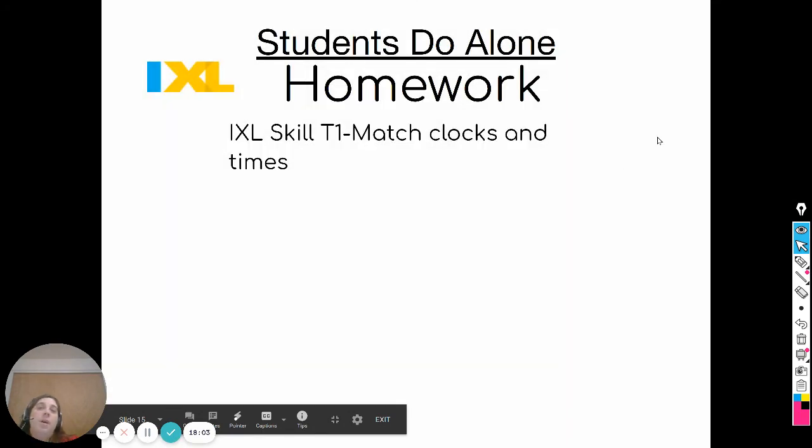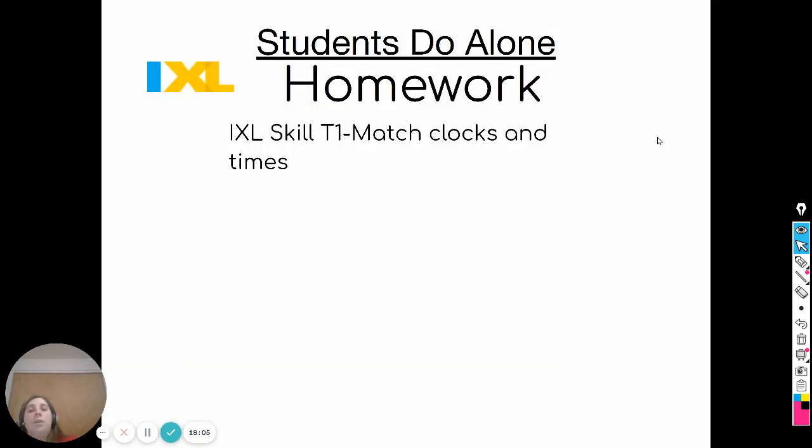Okay, now we're in the part where you're going to be doing your homework alone. Your homework is an IXL skill where you're going to be matching clocks to the correct times. So you're going to have to count by 5s to figure out the minute and then count by 1s. Okay? Go ahead and begin.